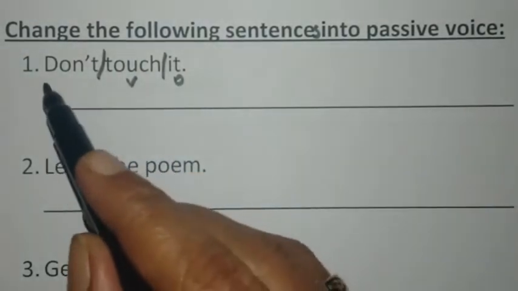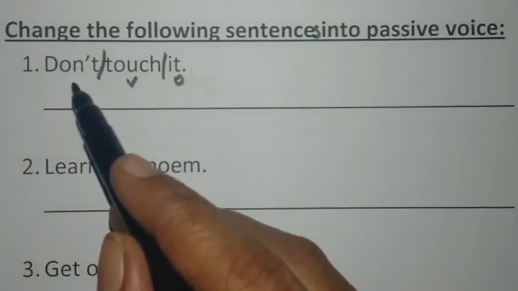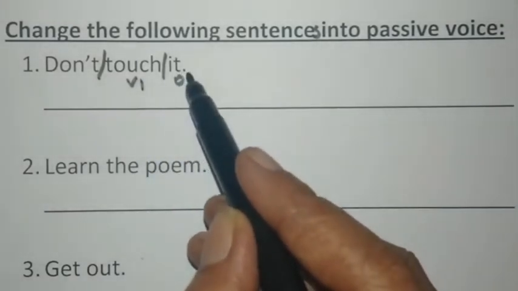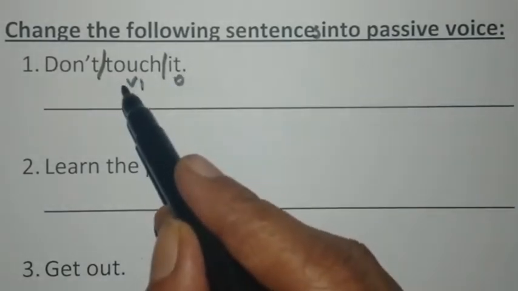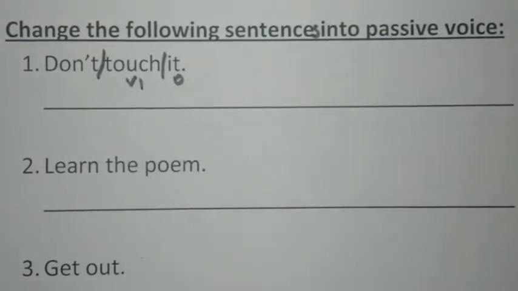First one, don't touch it. Don't is what sentence means? It's a negative sentence. Touch is what? A verb 1, V1. It is the object. So, when we have verb and object, we can start the sentence with the let. So, let we start with the let.